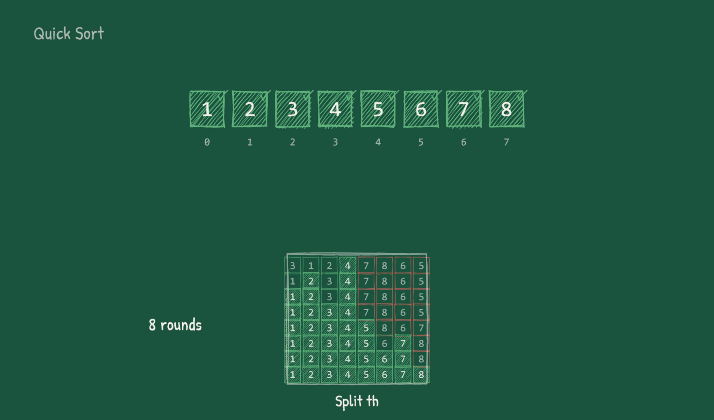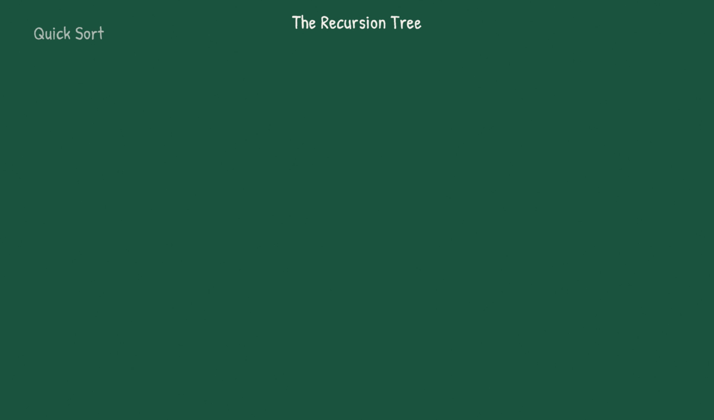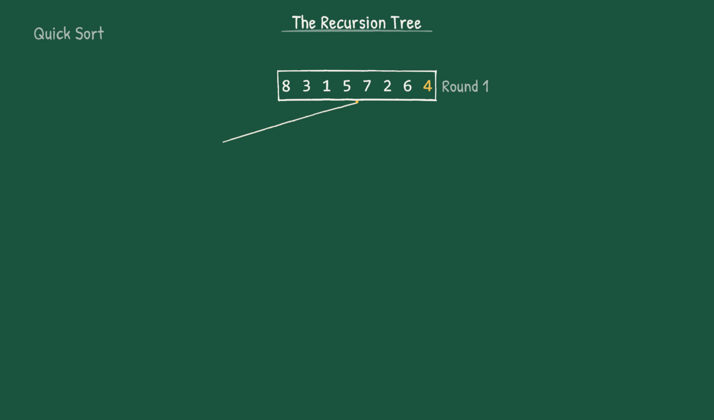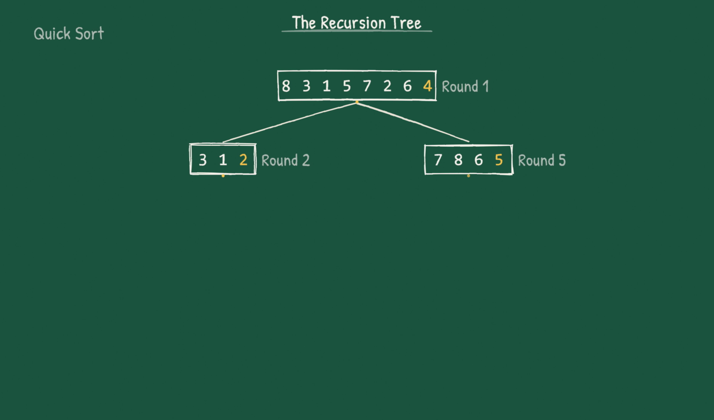To see how all these rounds connect, let's look at the big picture. When we started, we had our full list of 8 numbers. We picked 4 as our pivot and split the list in 2. On the left, we got 3, 1, 2. On the right, 7, 8, 6, 5. And we split both of those sides again.